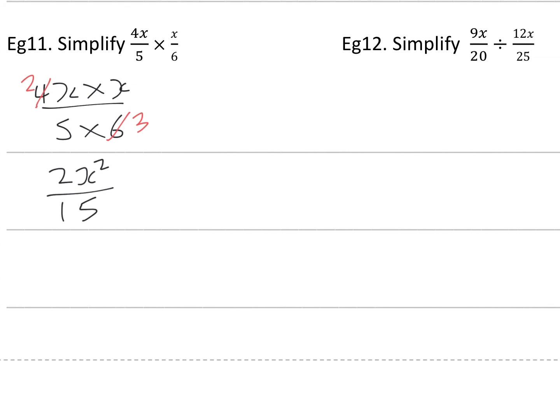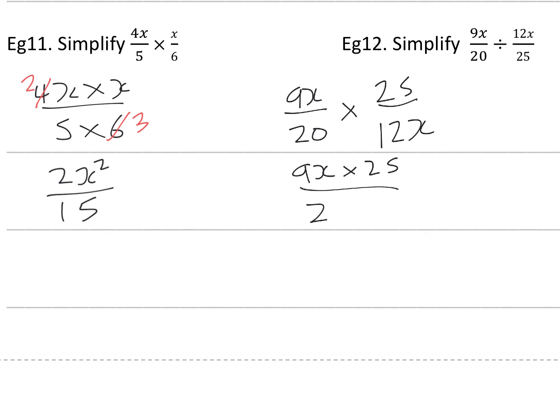Example 12, we've got 9x over 20, divided by 12x over 25, so we'd keep the first, we'd flip the second, and we'd change the sign. So we've got 9x times 25, multiply the numerators, and 20 times 12x, multiply the denominators.